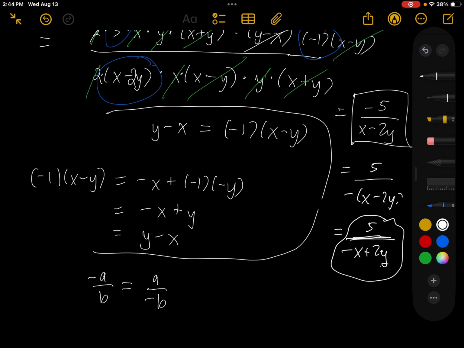Okay, so that is products and quotients of rational expressions.